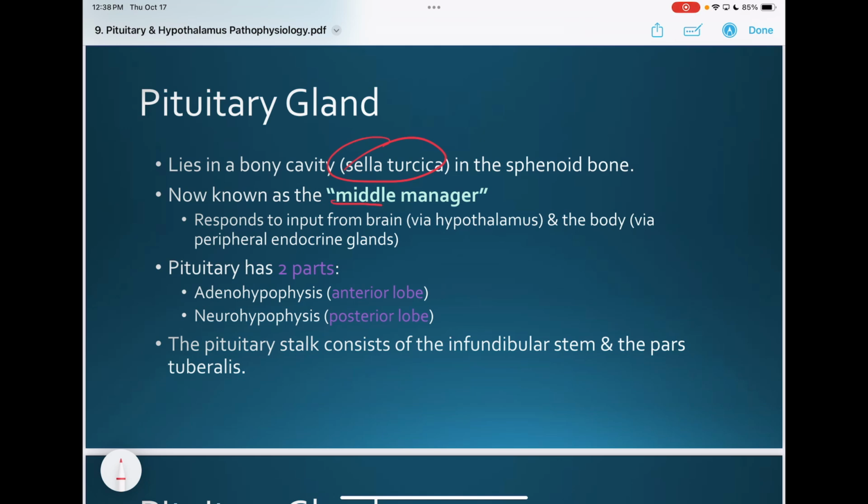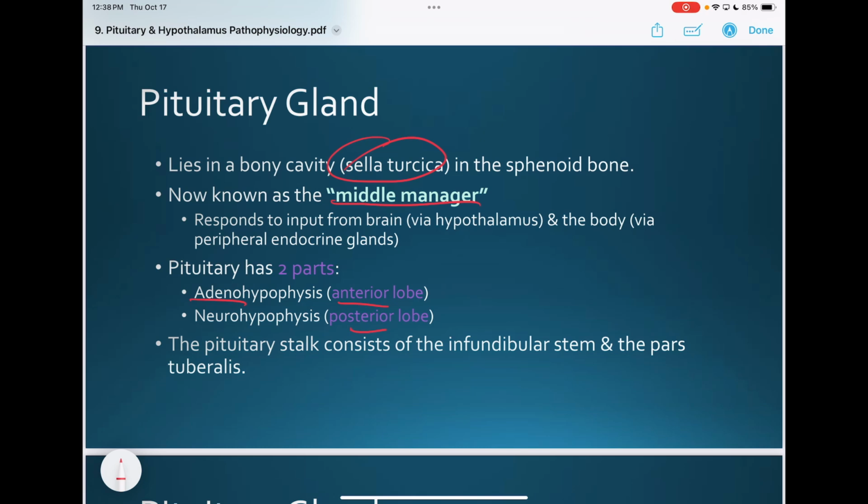Also known as the middle manager because it's between the hypothalamus and those target organs. So the pituitary is in the middle. Two parts, an adenohypophysis, which is the anterior lobe, so it has the word adeno in it. It's referring to the hormonal part.